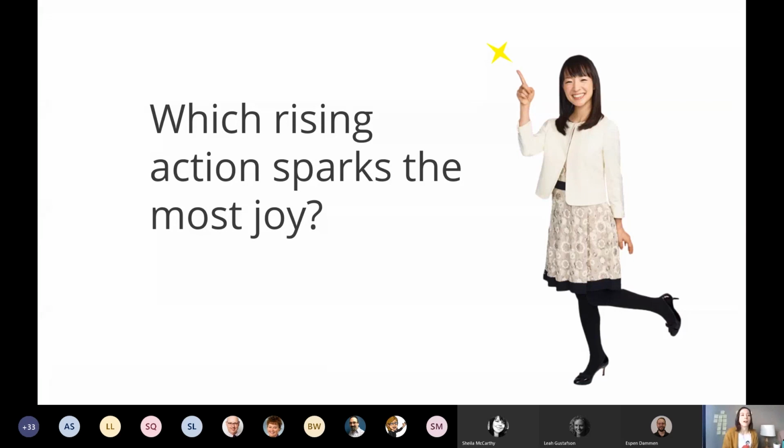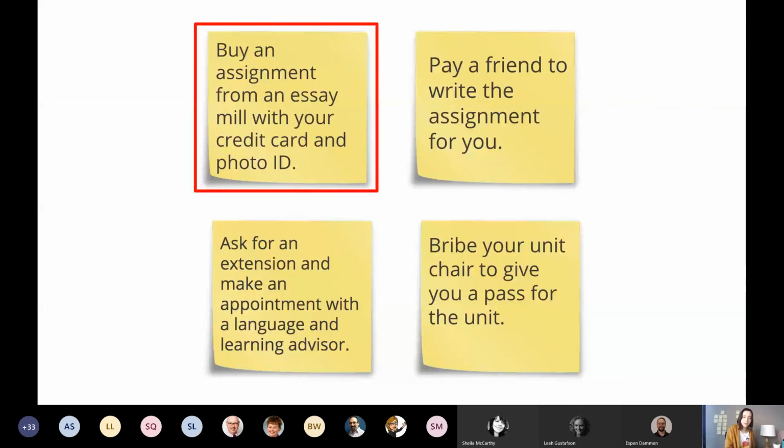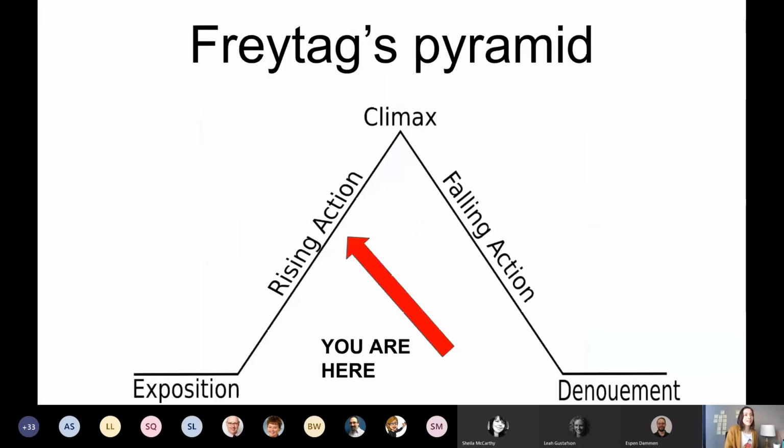So you need to pick a rising action that sparks joy. It doesn't matter if you've got three ideas and they're all sparking joy, just pick one. It doesn't mean that we're throwing away our ideas here. We're just building a branch. So we're going to go ahead and pick one that sparks joy. I've chosen buy an assignment from an essay mill with your credit card and photo ID. It seems like a pretty bad choice, but that's life. Maybe sometimes life is only going to present you with a couple of bad choices.